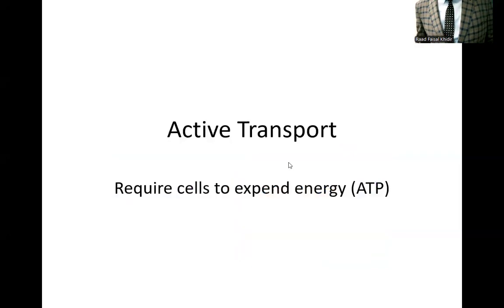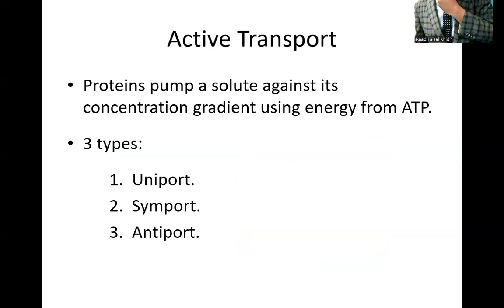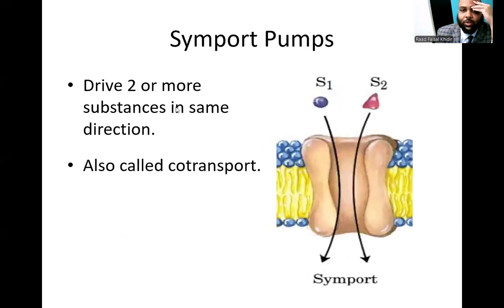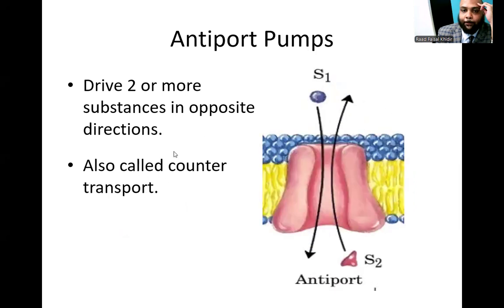Okay, active transport is where we use ATP in order to move solutes. So proteins pump a solute against its concentration gradient using the energy from ATP. There are 3 types: the uniport, a symport, and an antiport. The uniport pump drives a single substance into or out of the cell. The symport drives two or more substances in the same direction, and it's also called co-transport. The antiport drives two or more substances in opposite directions, and that is known as counter-transport.